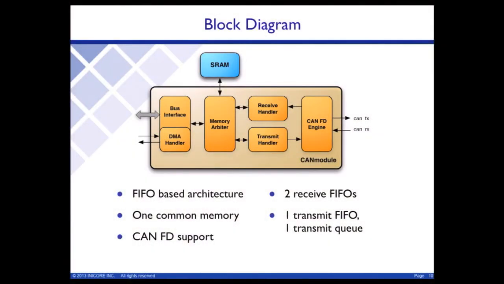So this shows the block diagram of our upcoming CAN controller. It's a FIFO-based structure that uses one common memory, supports CAN FD, and so we have two receive FIFOs and a transmit FIFO and a transmit queue.